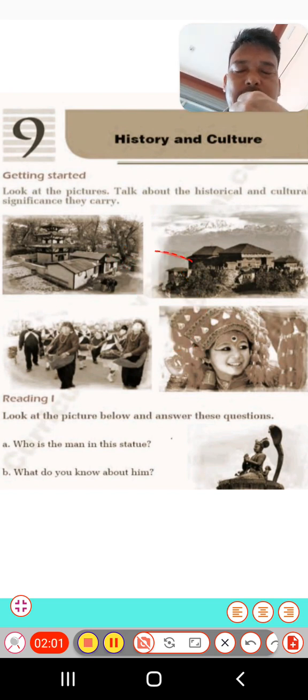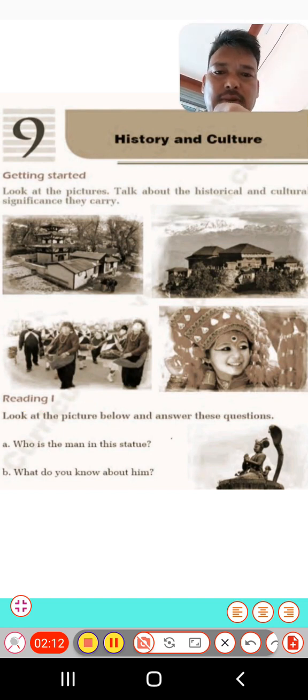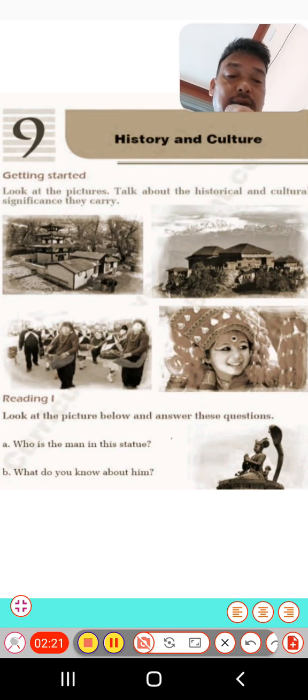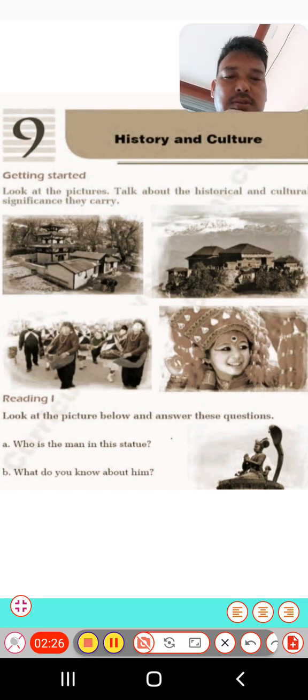So here is a short description about this picture. So move to Reading 1. Students, before Reading 1, we have a question: look at the picture below and answer this question. The first question is, who is the man in the statue? Yes, obviously, students, he is Pratap Malla, whom we are going to discuss in this unit. This statue is King Pratap Malla.